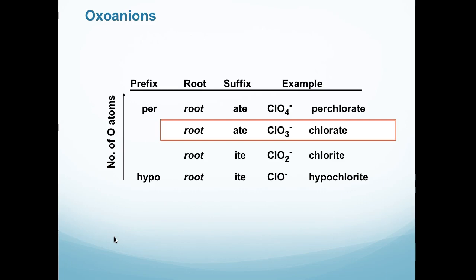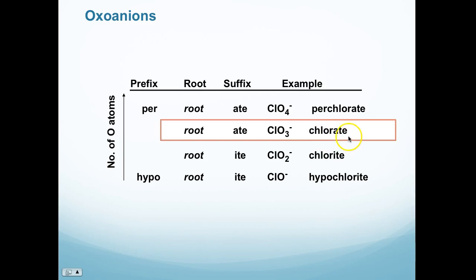So how do we keep these straight? What I would do is learn the one that has no prefix first. So if I just have chlorate, the one that has ATE at the end, then we can figure out the ones above and below it based on the number of oxygens. So here's one example. This works for oxyanions.